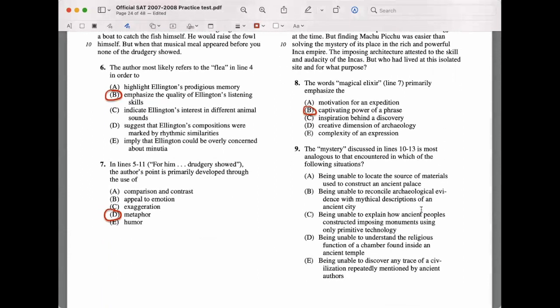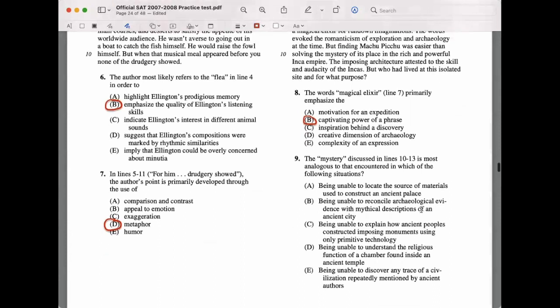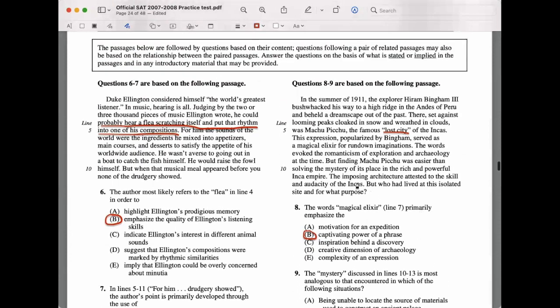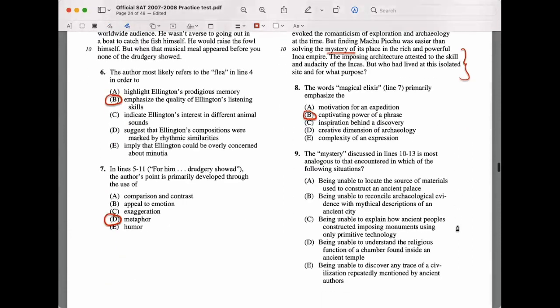The mystery discussed in lines 10 to 13 is most analogous to that encountered in which of the following situations. So what is the mystery? The mystery was, you had found the place, but you still had to figure out who had decided to go to this isolated place and build this imposing structure.